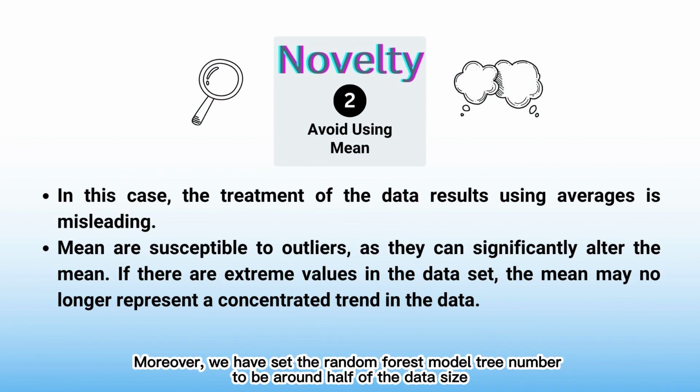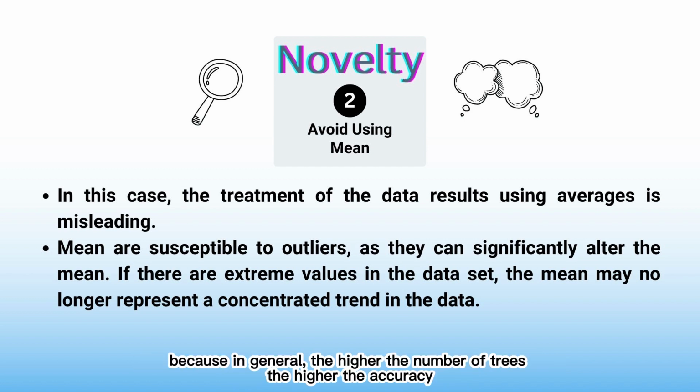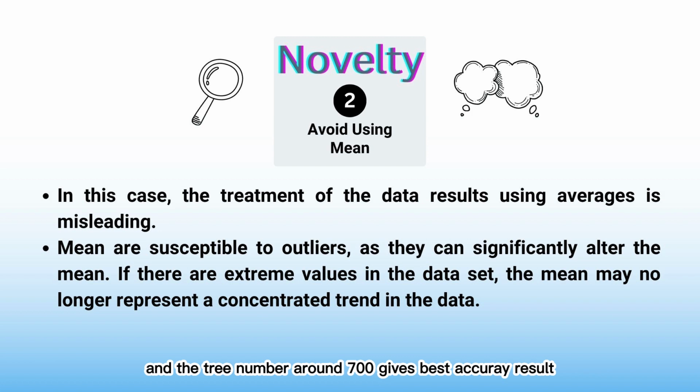Moreover, we have set the random forest model's tree number to be around half of the data size. Because in general, the higher the number of trees, the higher the accuracy, and a tree number around 700 gives the best accuracy result.